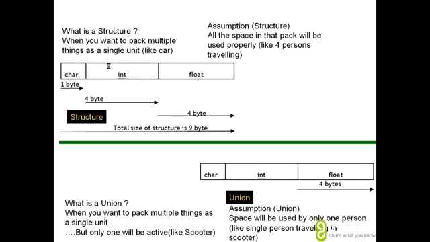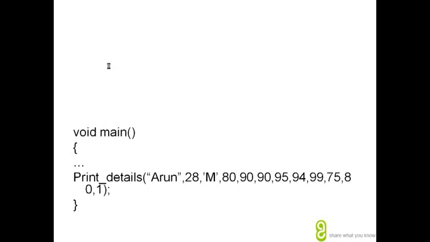If only one person wants to go, use a union. Okay, so this is the difference between structure and union. Both are for packing, but the purpose is a little different. It's a heterogeneous data structure, I would say, kind of. So let's see with an example. So much of theory and analogy, let's go to the practical.